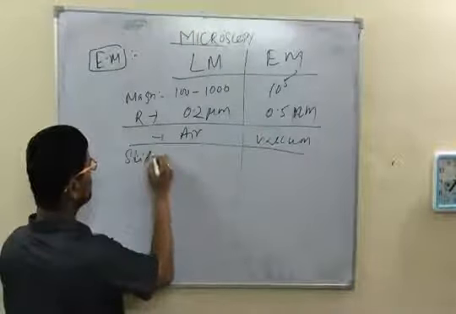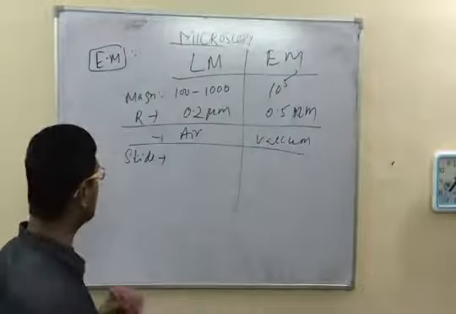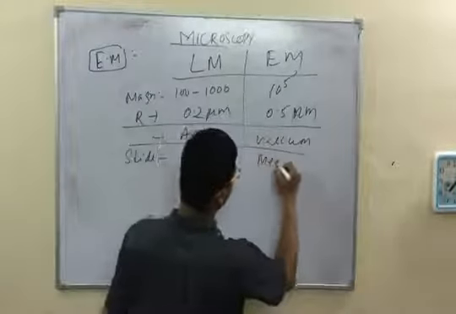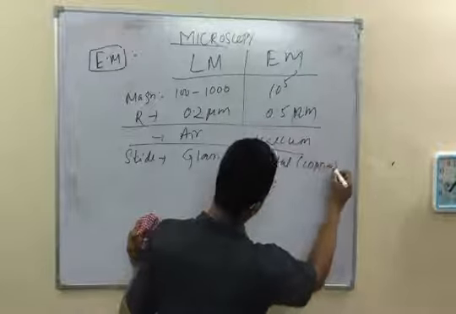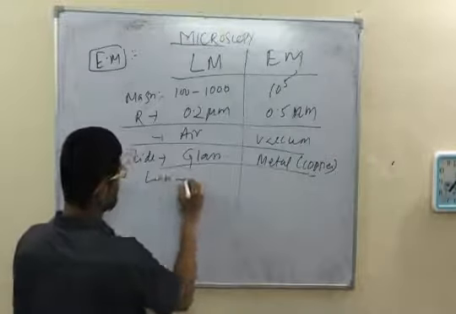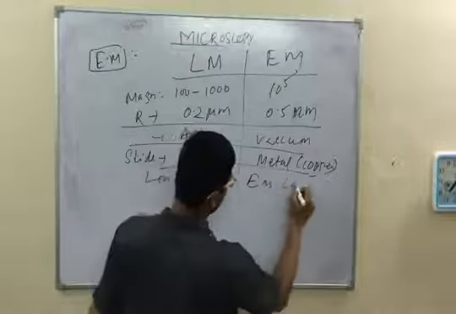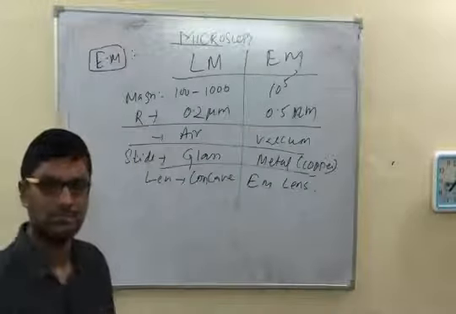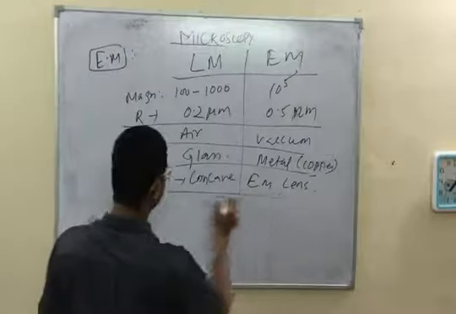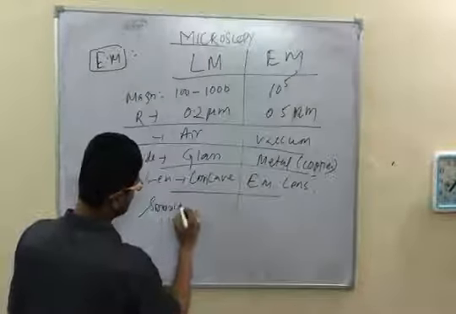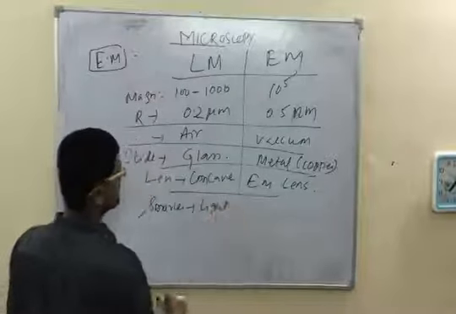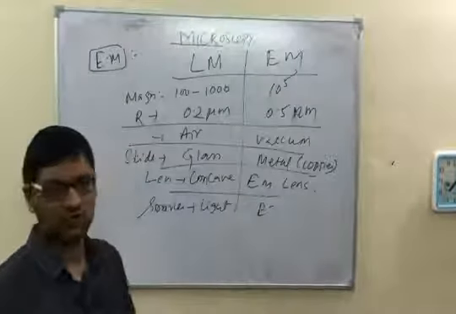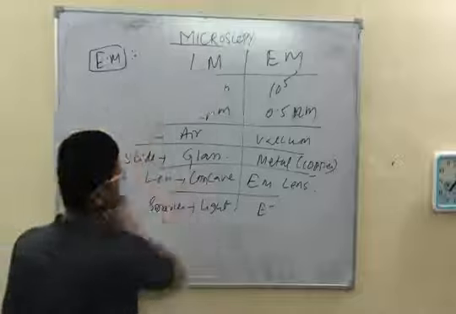The slide on which the object is focused, the bacteria is mounted, is usually a glass slide for light microscope, whereas for electron microscope it will be a metal slide, usually a copper slide. And the lenses also, electromagnetic lens is used in contrast to concave lens used for light microscope. And the source of energy will be a light beam for light microscope, whereas an electron beam will be the source of energy for electron microscope. Okay, so these are the various differences.